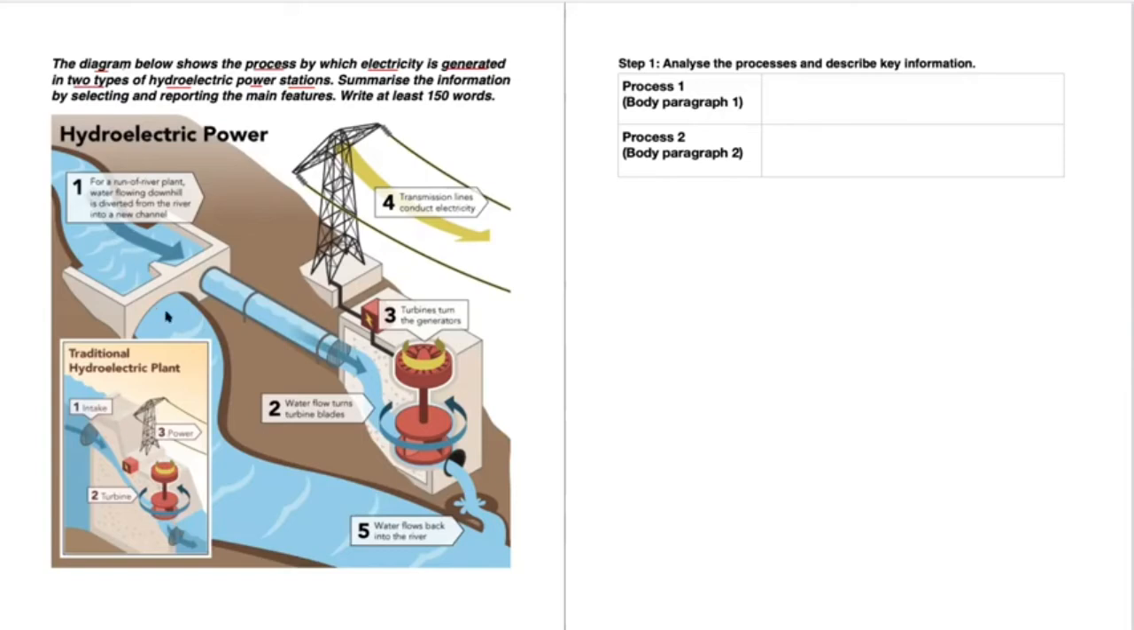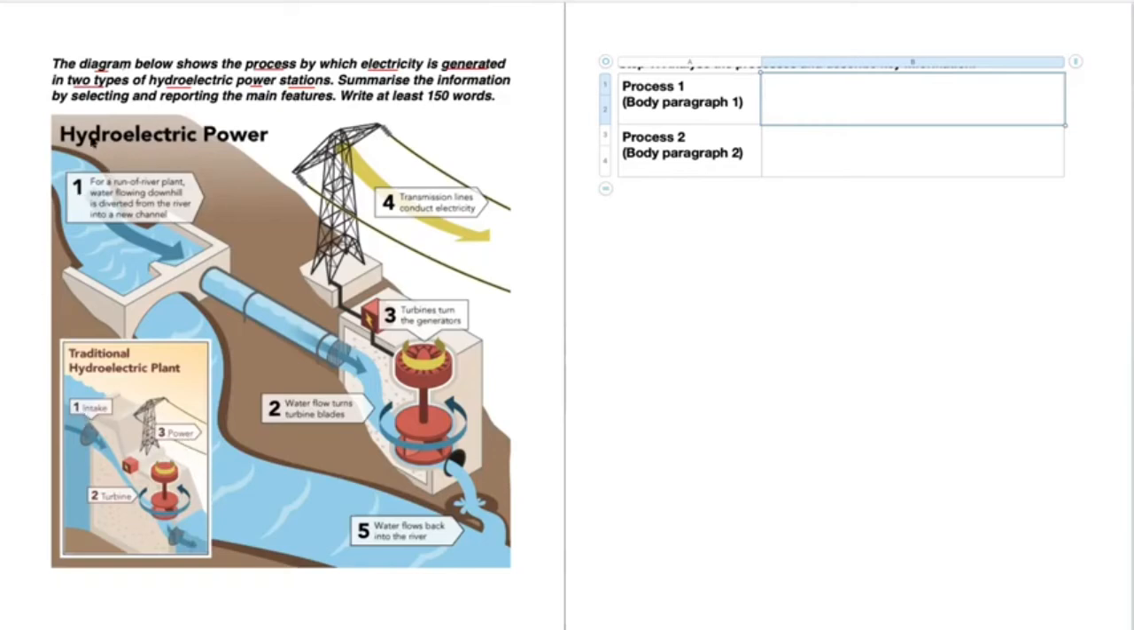So basically what I'm going to do first, I'm going to look at this traditional hydroelectric plant, this smaller one. I'm going to look at this first just because it's smaller and it makes more sense for me to approach this first. And I want to understand how it's different from this hydroelectric power. So let's just go ahead and read. We see number 1 is intake, 2 is turbine, 3 is power. So the steps are 1, 2, and 3.